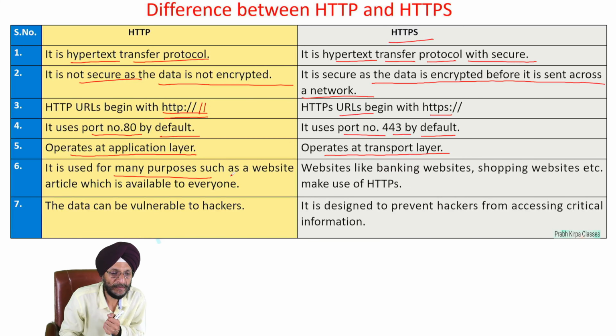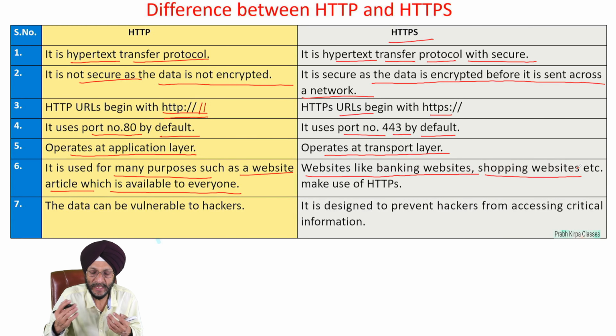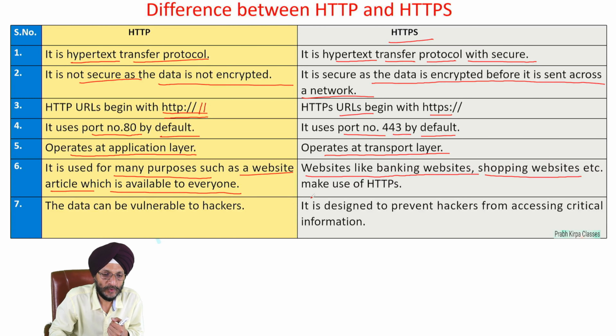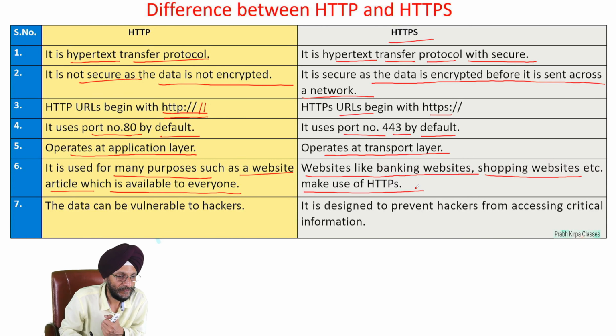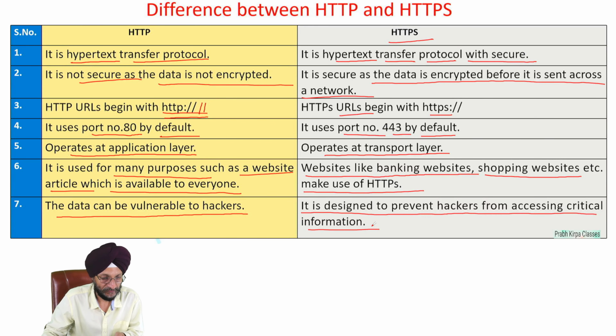HTTP is used for many purposes, such as a website article which is available to everyone, whereas HTTPS is used by websites like banking websites and shopping websites such as Amazon and Flipkart. In the case of HTTP, the data is vulnerable to hackers, whereas HTTPS is designed to prevent hackers from accessing critical information.